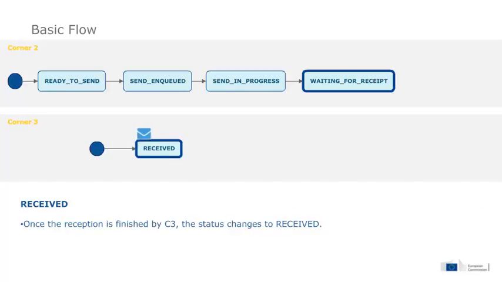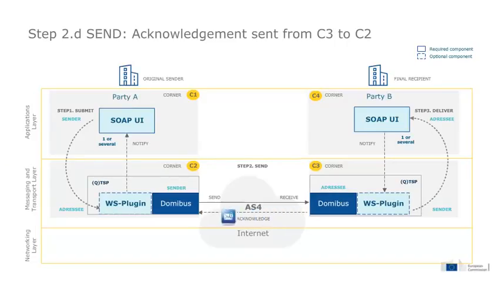As you can see here, while corner 2 is waiting for a receipt, corner 3 is receiving the message. So the new message status would be received at this point. Now that the message processing as described has been accomplished, C3 responds to the message by sending a message signal to C2 stating that it has acknowledged receipt of this message.